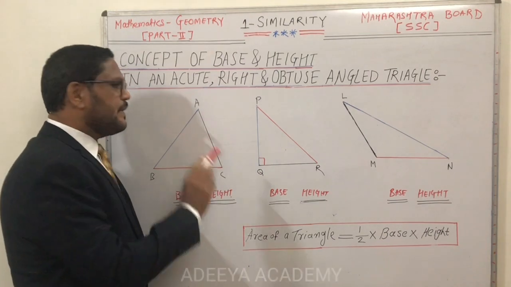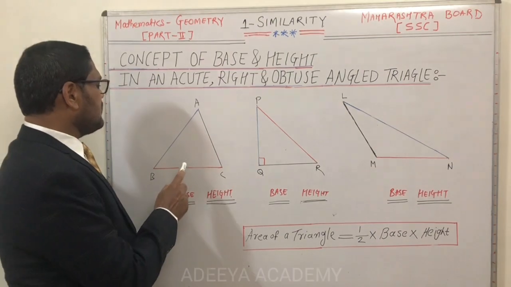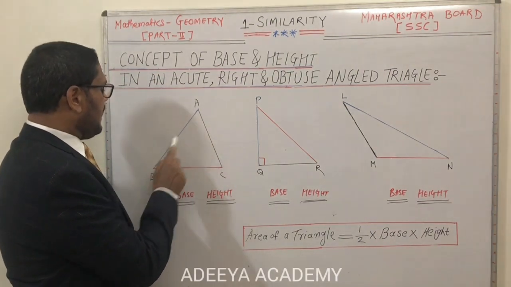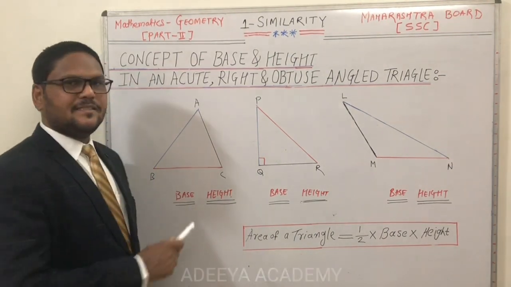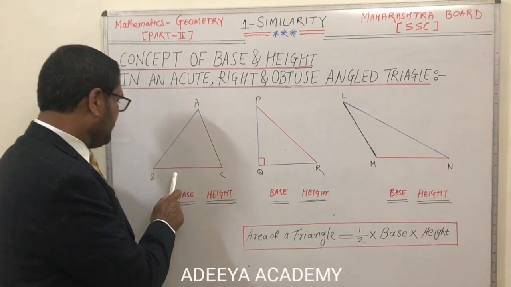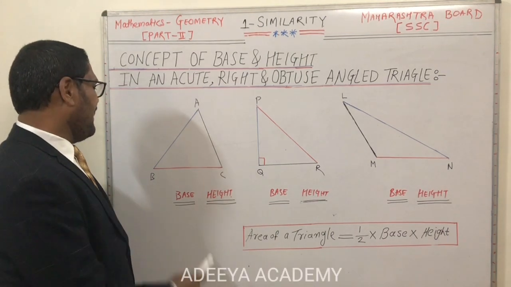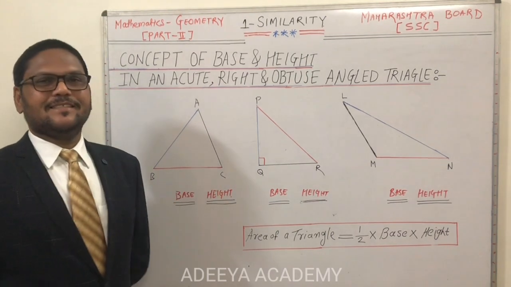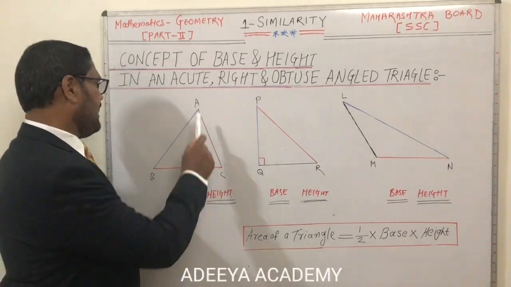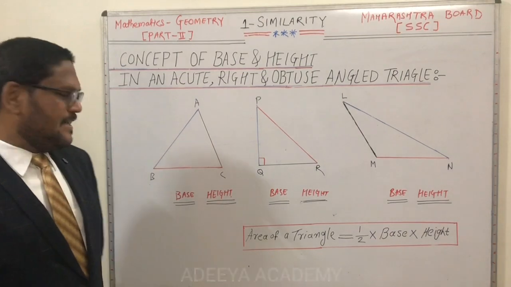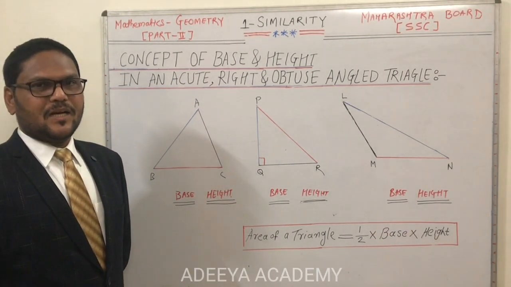Okay? Now, see here. What is this? This is an acute angle triangle. In this triangle ABC, what is the base? BC is the base? No. Any side can be the base. AC can be the base, AB can be the base, and BC can be the base.